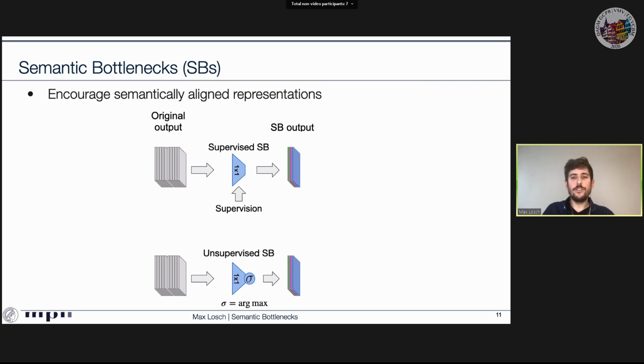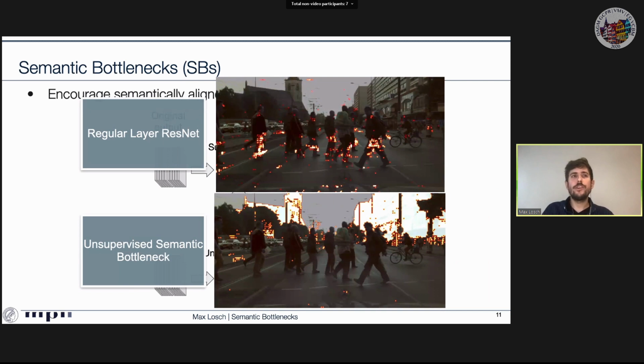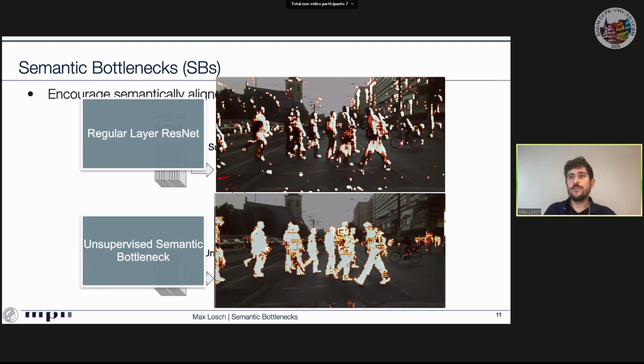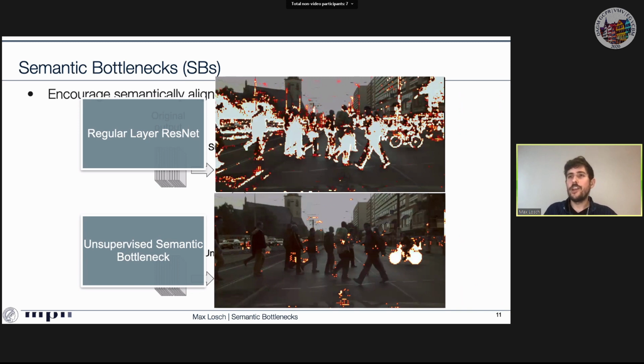So let's have a look at a few qualitative examples from these unsupervised semantic bottlenecks. At the bottom here, we can see that this particular channel has fairly crisp semantic alignment with regard to buildings, or another one with respect to persons, or another one that has strong alignment with bicycles. Right under the top layer, again, we can see the individual activation maps from a particular layer of the regular ResNet, and here it's much more difficult to identify a particular concept.